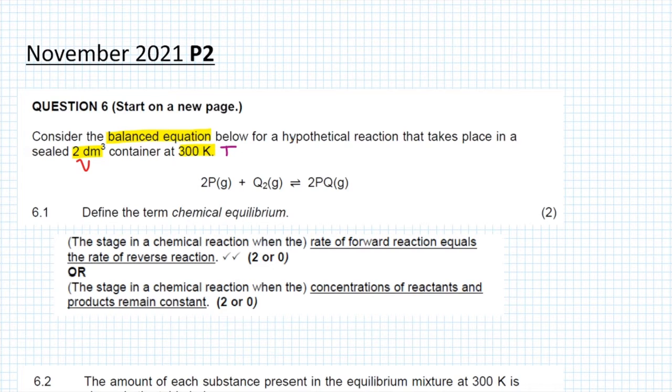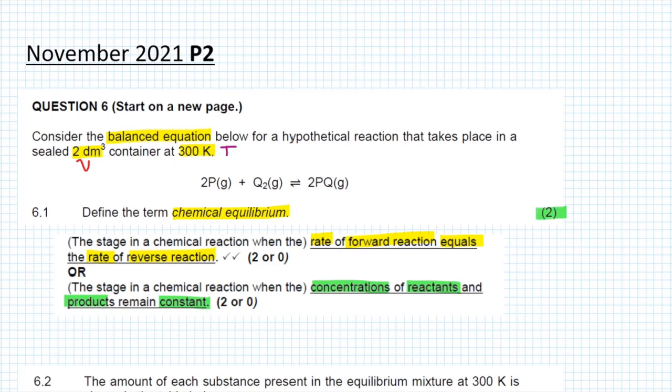Question 6.1 says, define the term chemical equilibrium. We can define chemical equilibrium as the stage in a chemical reaction where the rate of the forward reaction is equal to the rate of the reverse reaction. Alternatively, you can say that it is the stage in a chemical reaction when the concentrations of reactants and products remain constant. Either of these definitions is going to get you 2 marks.